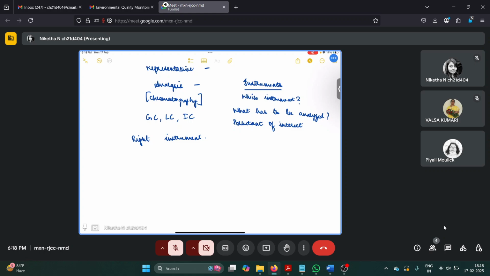But after this, you have chosen the instrument, you have decided what needs to be analyzed. What is the next step? We can find out the concentration of pollutant present in water from the instrument reading. Yeah, so can we just insert the sample as such into the instrument?